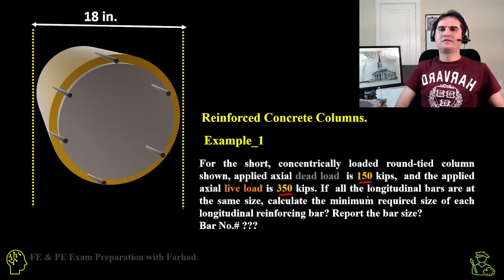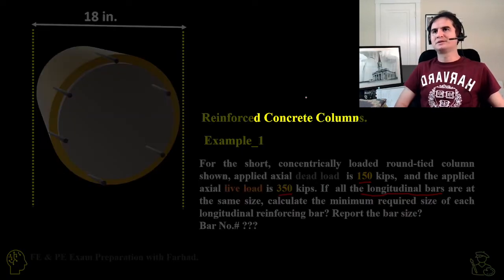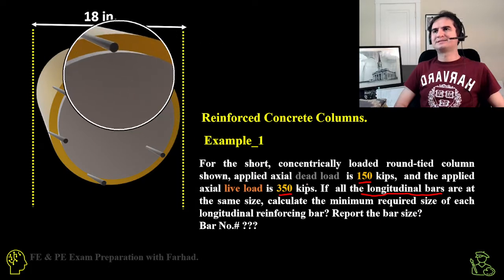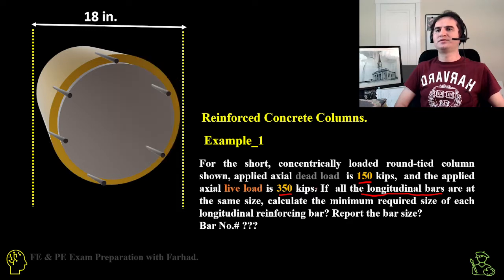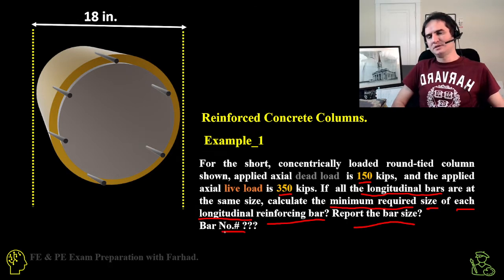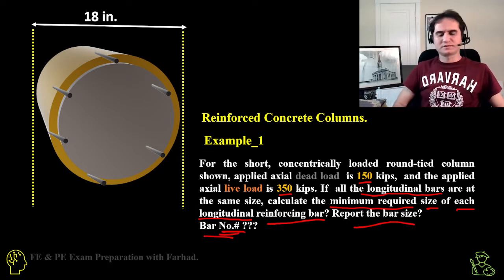If we know all the longitudinal bars have the same cross-sectional area, we want to know what is the minimum required size for each of those longitudinal reinforcing bars. We want a report of bar size by their number, something like 9, 10, 14.